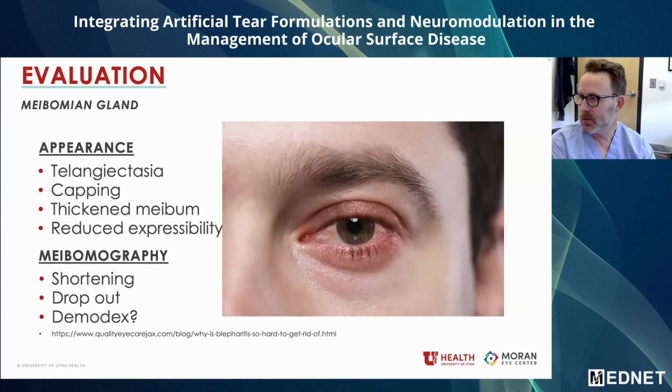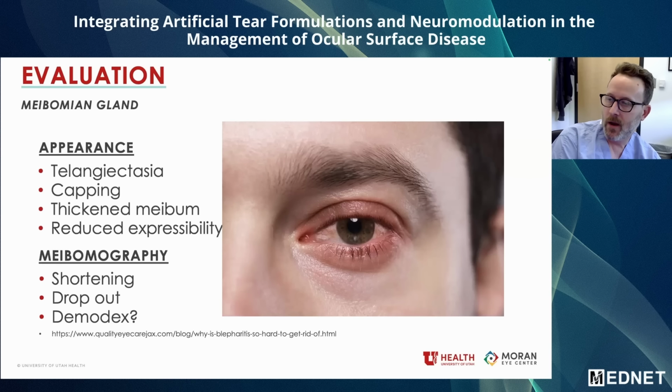You see capping of those glands if you really zoom in. If you try to express them, if you press on the eyelid to express those glands, you're not able to get anything out of it. You're not getting the nice clear mucin or lipid layer out of it. And these are just those beefy red eyelids that are kind of pathognomonic of meibomian gland deficiency. Can be seen in conjunction with rosacea and skin disorders around the face and eyelids as well.